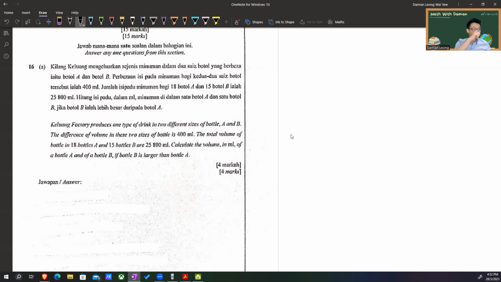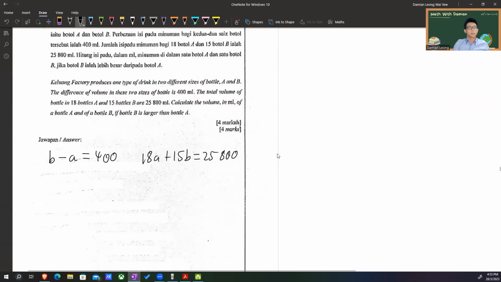Let's use A and B. You can use X and Y also, but I prefer to use A and B. So bottle B is larger than bottle A. They say the difference in volume is 400 ml, means bottle B volume minus bottle A volume is 400. And the total volume, 18 times A plus 15B, added together is 25,800 ml. So I want the volume of bottle A and bottle B. This one uses simultaneous equations. So I can take B is 400 plus A. Equation 1, equation 2.